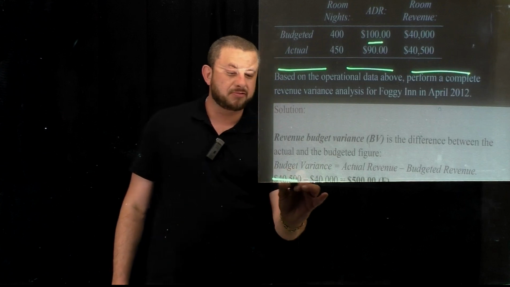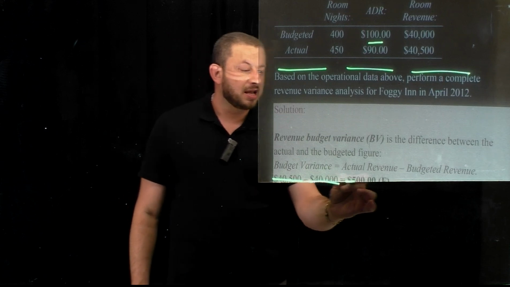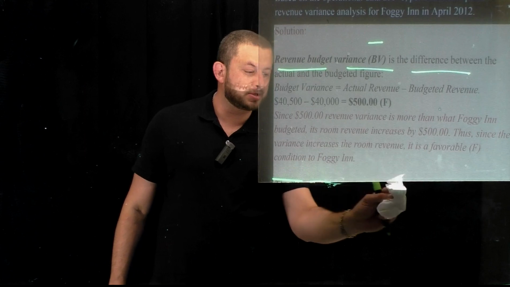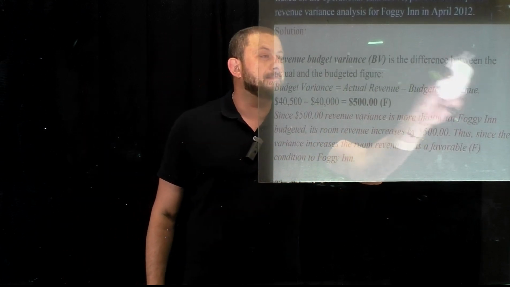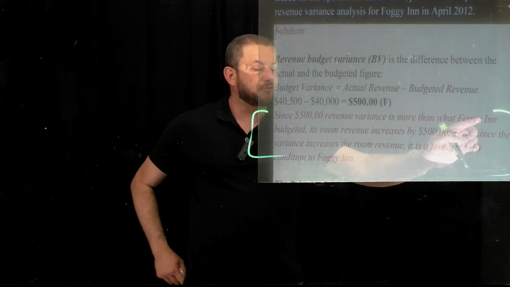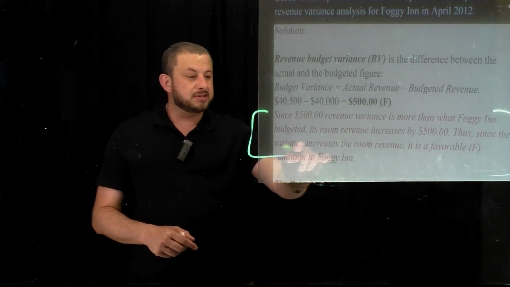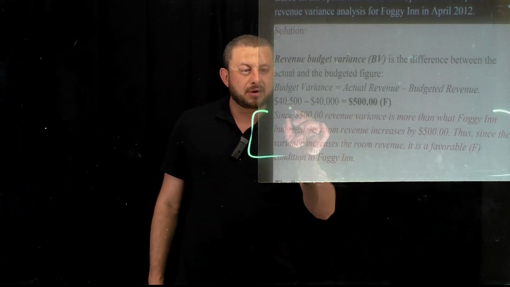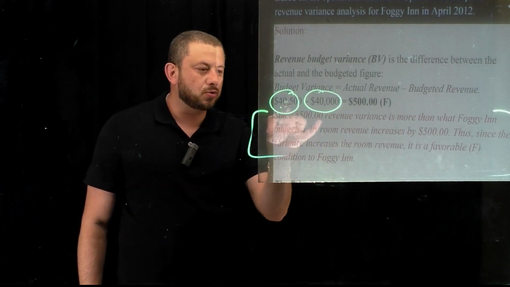I'm going to take $40,500 minus $40,000. I will have $500. But what is that $500? Take a look at this, guys. Let me just read the explanation, because explanations are very important. Since the $500 revenue variance is more than what Foggy Inn budgeted, its room revenue increases by $500. Therefore, since the variance increases the room revenue, it is a favorable condition. Remember, actual is more than the budget. In other words, actual exceeds the budget.